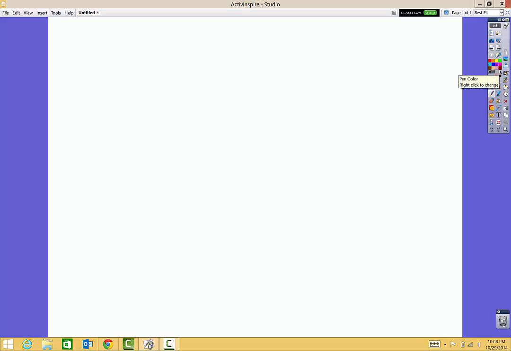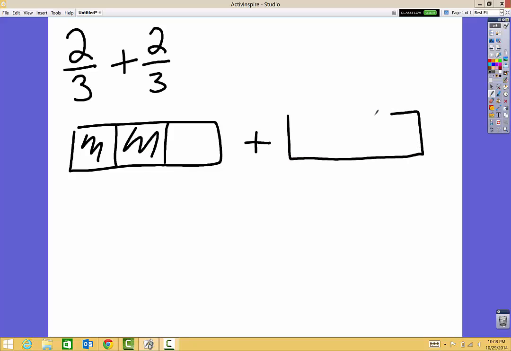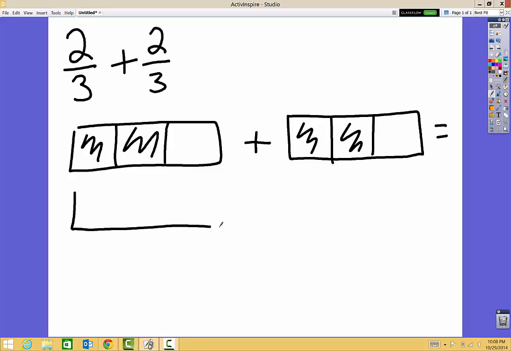So today we're going to be working on adding fractions with unlike denominators. If you remember from before, we would have a fraction if they had like denominators. We'd have a problem like this: 2/3 plus 2/3. And we could draw a model of 2/3 where we shade in 2 parts out of 3, plus another 2/3. Shade in, and then we would get a model that looked like this.